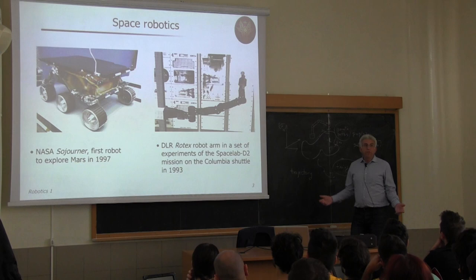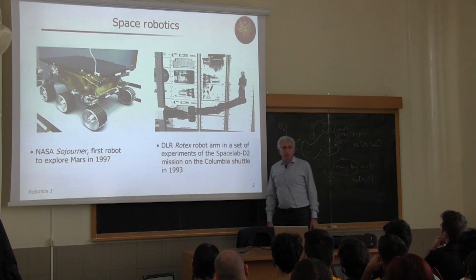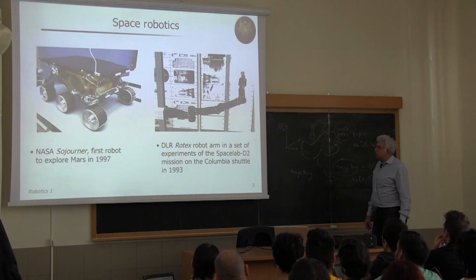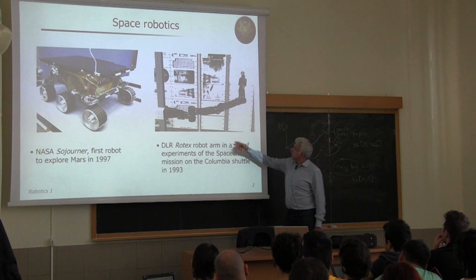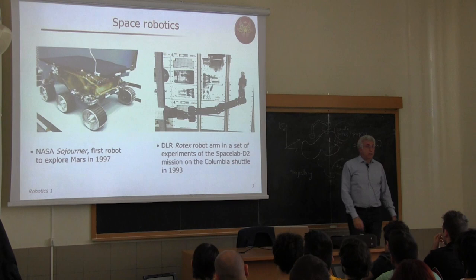Another milestone in the application of robots in space was this first experiment made by the German Aerospace Agency, Deutsche Luft- und Raumfahrt, DLR stands for that. The project was called Rotex, and this is the Rotex arm, which is a 7 degree of freedom manipulator with revolute joints, very lightweight in construction.